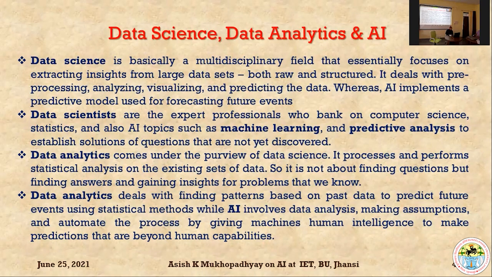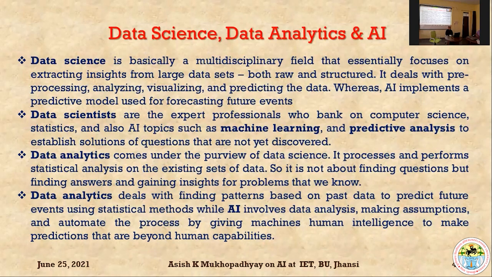Normally, they use the statistical method. If they fail to get a result with the statistical method, they take help of AI, the deep learning model. Because AI implements the predictive model for forecasting future events, which is not possible otherwise. And data scientists are the expert professionals who bank on computer science and statistics and also write topics such as machine learning based services. They establish solutions to questions that are not yet discovered.